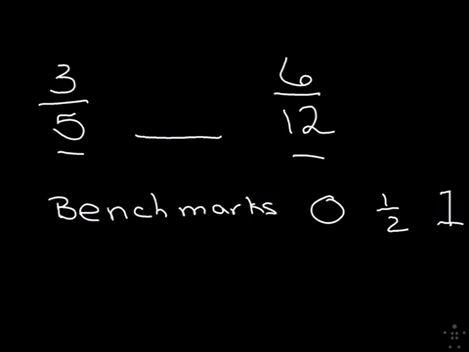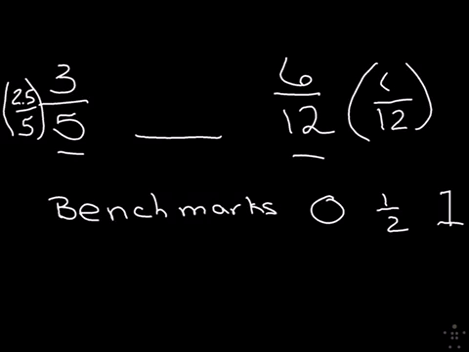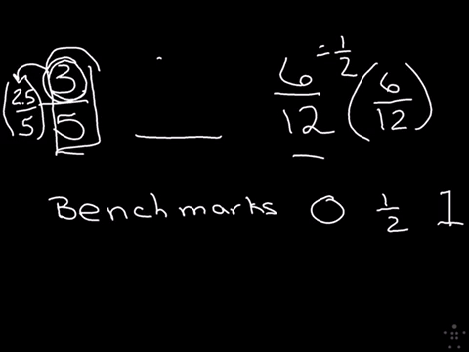All right, so my benchmarks, I can look at 3/5, and I know that half of 5 is 2.5. And I know that half of 12 is 6. So this would actually be equal to 1/2. However, this is 3, which is more than 2.5. So that means that 3/5 is more than 1/2. Therefore, it is bigger. That's how I rationalize that.